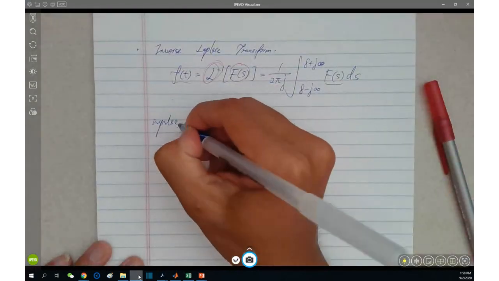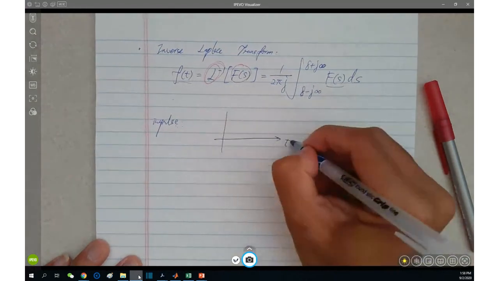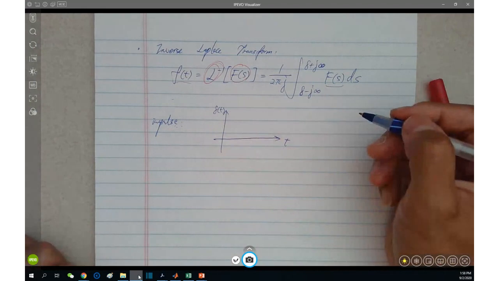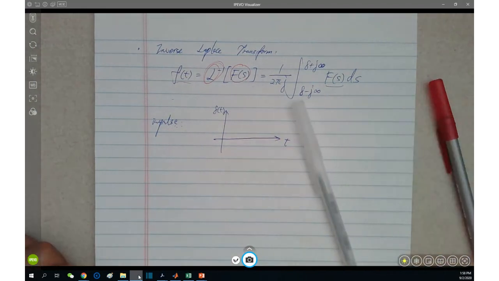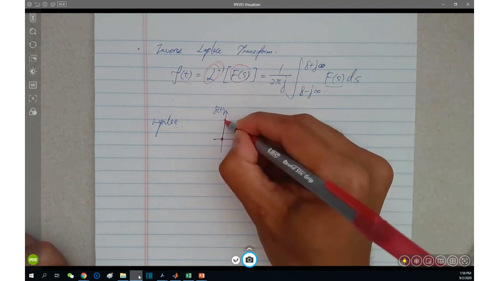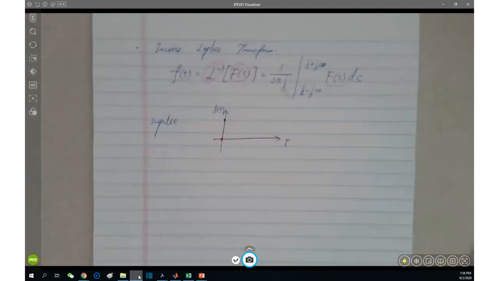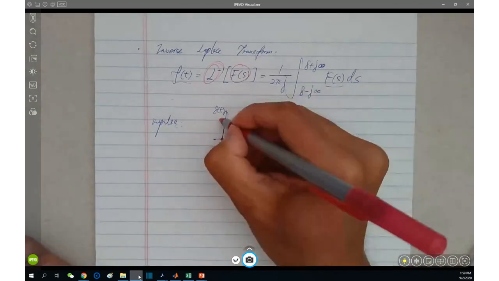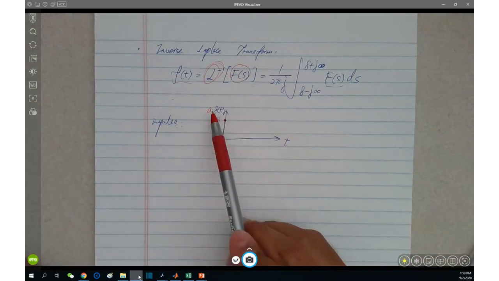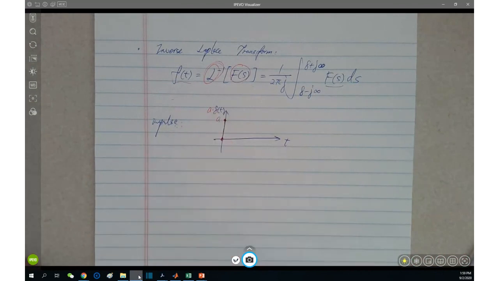Impulse. What does the impulse function look like? Just at t equals 0, you have a pulse. That's it. And the peak value is nothing but a, if we have amplitude a in front of the delta. If a equals 1, that's a unit impulse, unity impulse, right?